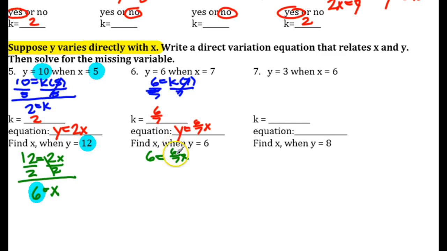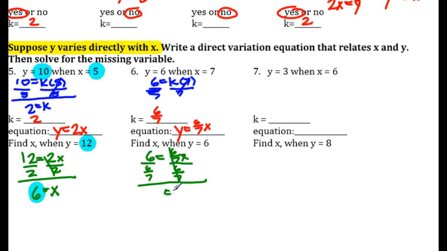But technically it's 6/7 times x, right? So just because it's times, I'm going to divide by the same number. Here it was 2 times x, we divided by 2. Here it's 6/7 times x, I can just divide by 6/7. Same process, even though it's a fraction.